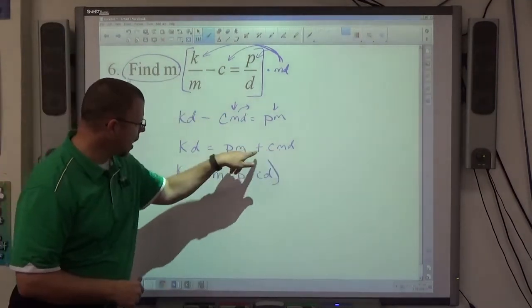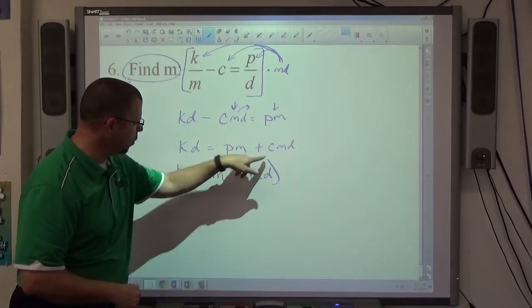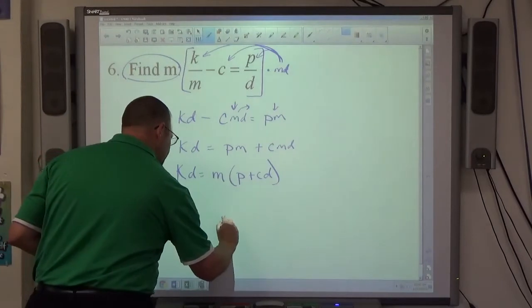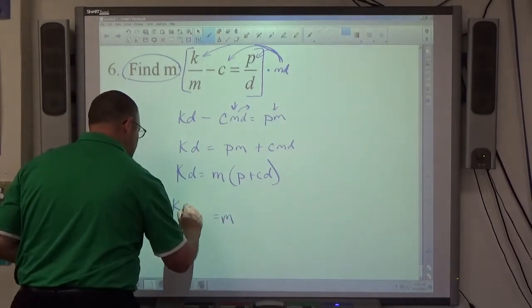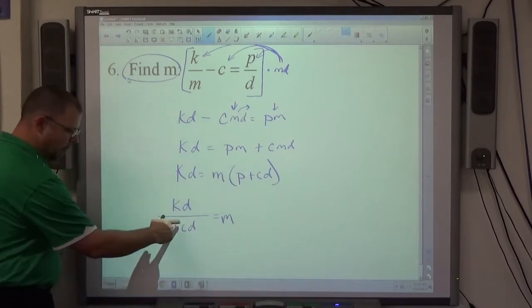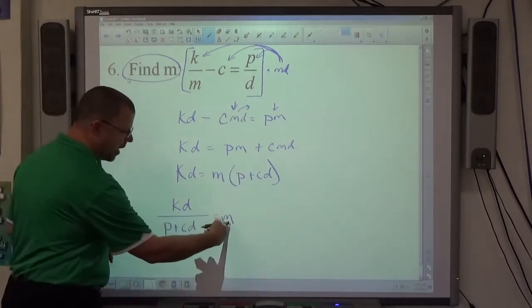So M belongs to both objects. Taking M out, P is left over, CD is left over. And then the last step, we're going to get KD on top and P plus CD on the bottom. Notice there's no M over here. Now some of you are still dividing by the M also.